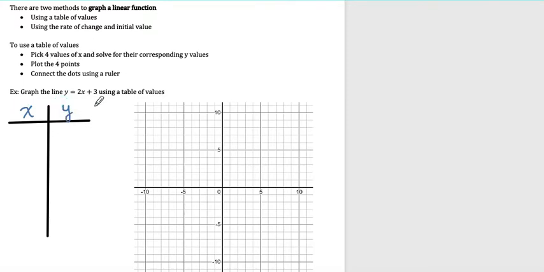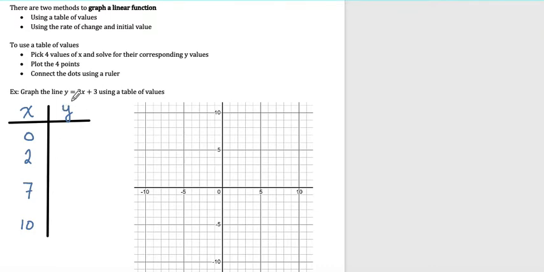We get to pick any values of x that we want. And let's pick maybe 4. That'll give us a really nice line. And it doesn't matter which 4 you pick. So I'm going to pick maybe 0, and let's pick 2, and maybe 5, and 7, and 10. It's more points than I need. Let's take away 5. We don't need to do quite that many. Okay, so we have our 4 x values: 0, 2, 7, and 10.